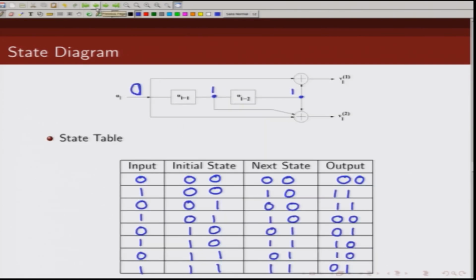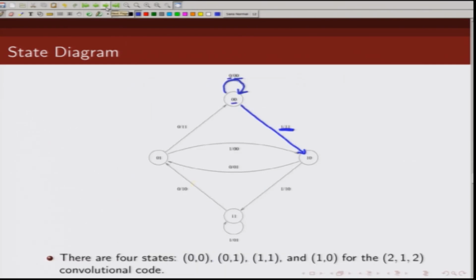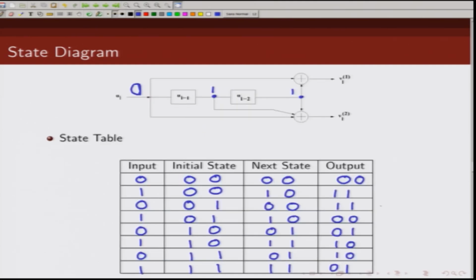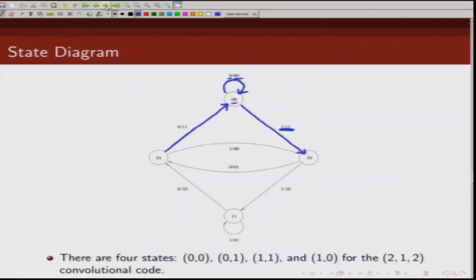So, if the initial state is 0 1, and you get a 0, you move to 0 0 state and output is 1 1. So, if you are in initial state 0 1, you receive a 0, you go back to all 0 state and output is 1 1. So, this is taken care of. If you are in initial state 0 1, you receive a 1, you move to 1 0 state and output is 0 0. You are in 0 1, you receive a 1, you move to state 1 0, input is 1, output is 0 0.